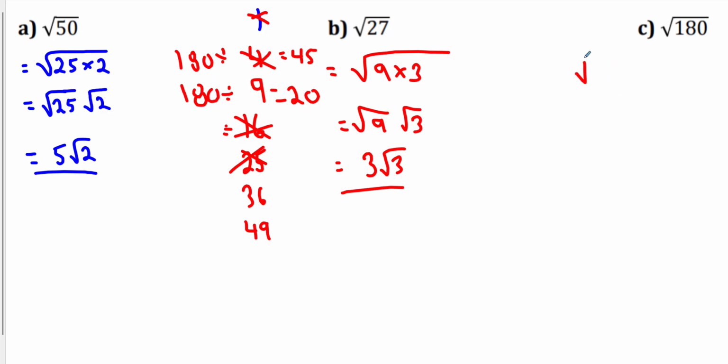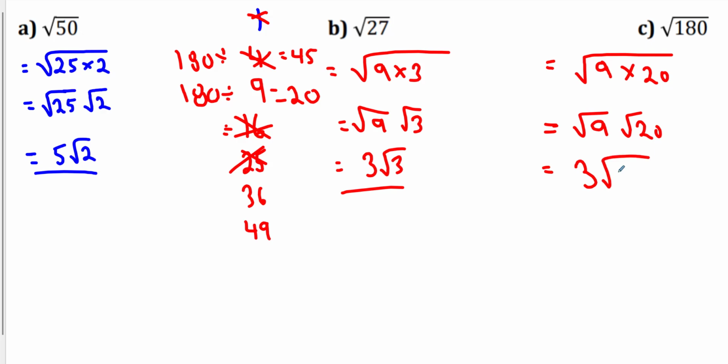So this becomes square root 9 times 20. Hopefully everyone can agree that 9 times 20 is 180, so I didn't really change the value. This becomes square root 9, square root 20. And we know that square root 9 is just 3, whole number 3, and square root 20. Now square root 20, can 20 be simplified further? Is 20 as simplified as possible?